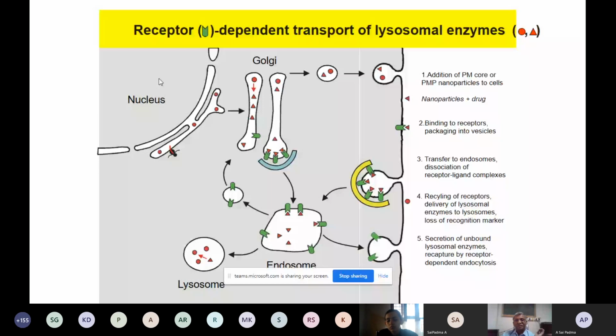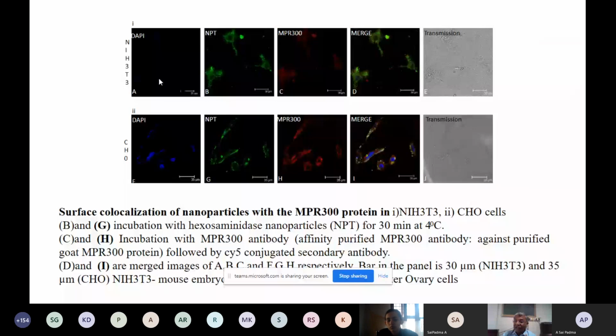So this nanoparticle-based approach for therapy of either lysosomal disorders or even other disorders like cancer and so on, these specific drugs can be tagged with the lysosomal enzyme nanoparticles or with the phosphorylated oligosaccharides nanoparticles and can be internalized through the receptor on the cell surface.